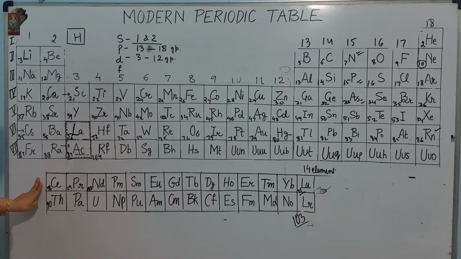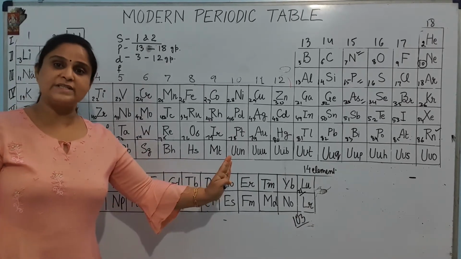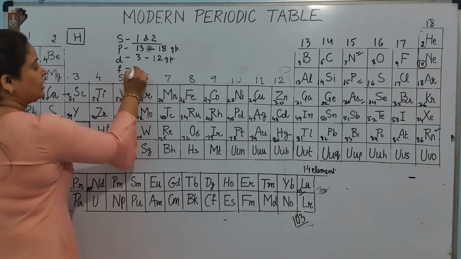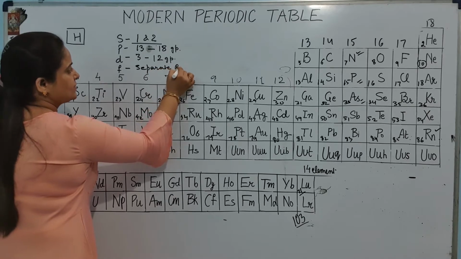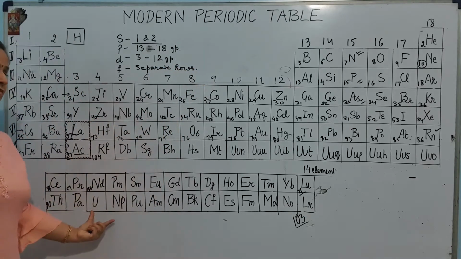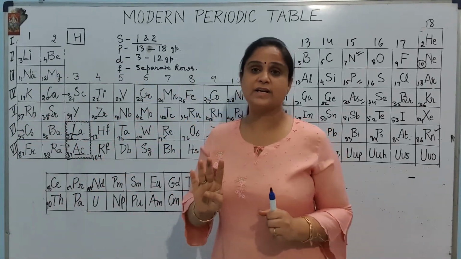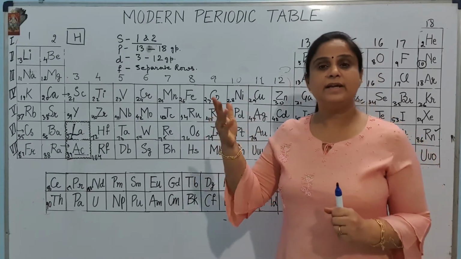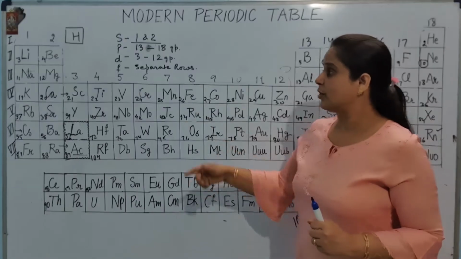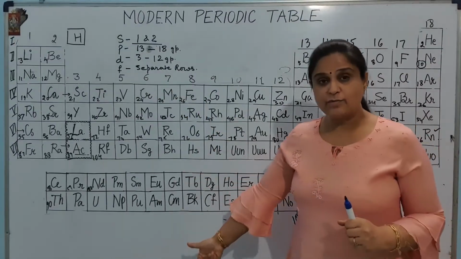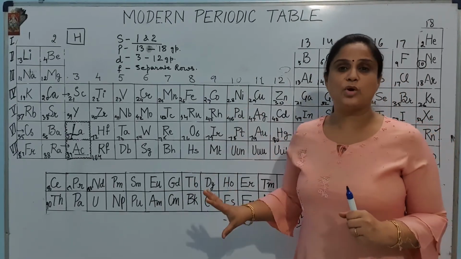Some of the elements are kept at the downside of the periodic table in 2 separate rows. These are called F block elements. So the entire table is divided into 4 major blocks: S, P, D and F. S block first and second, P block 13 to 18, D block 3rd to 12, and F block are the separate 2 rows kept at the downside. So this is how the blocks are divided.